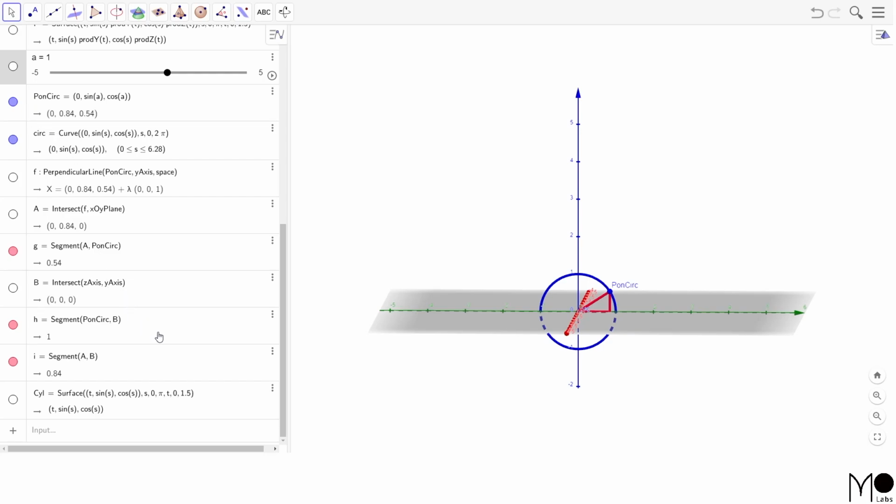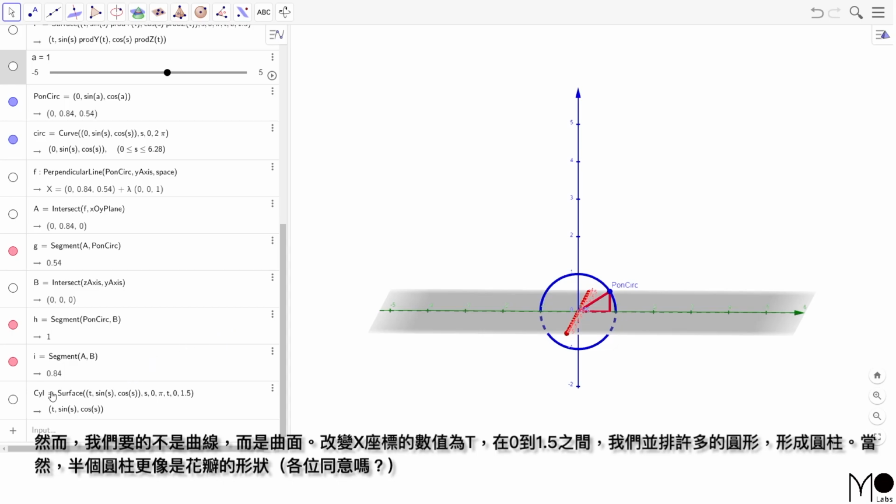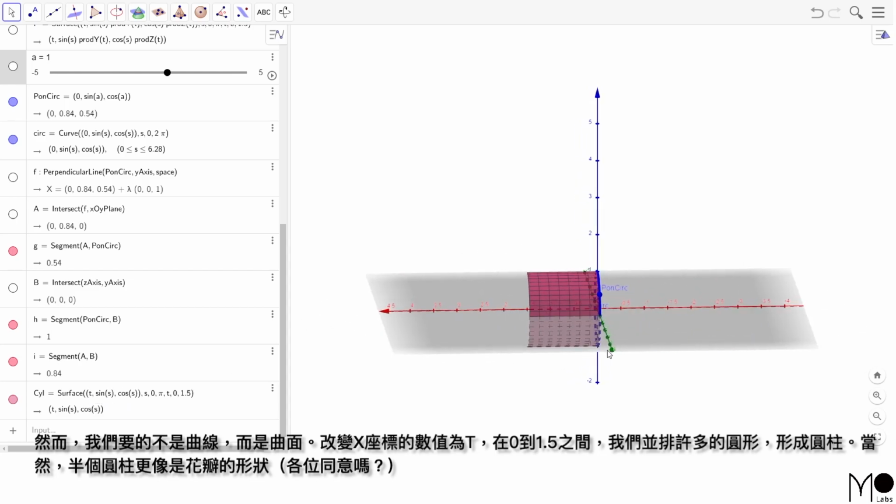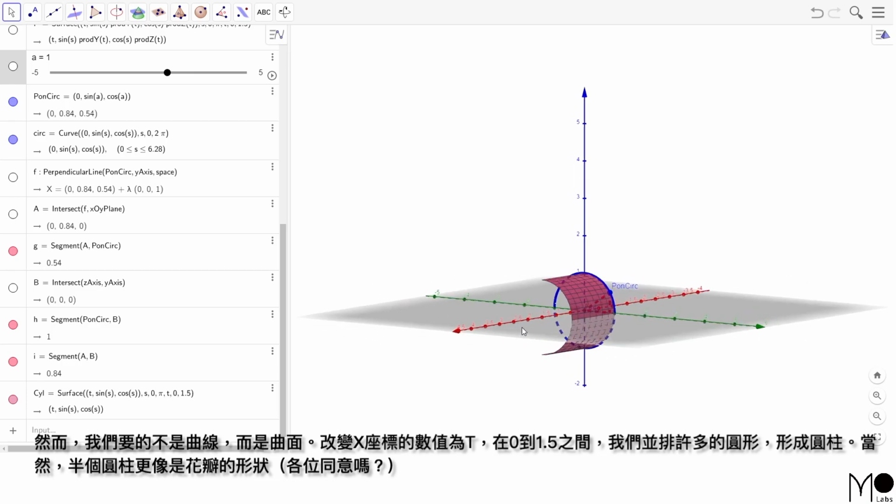So that's a circle, but we don't want a curve. We want a surface. So what I can do is take many circles, so not just the fixed circle for coordinate 0, but I can let the first coordinate t vary from 0 to 1.5 to obtain many circles lying next to each other.